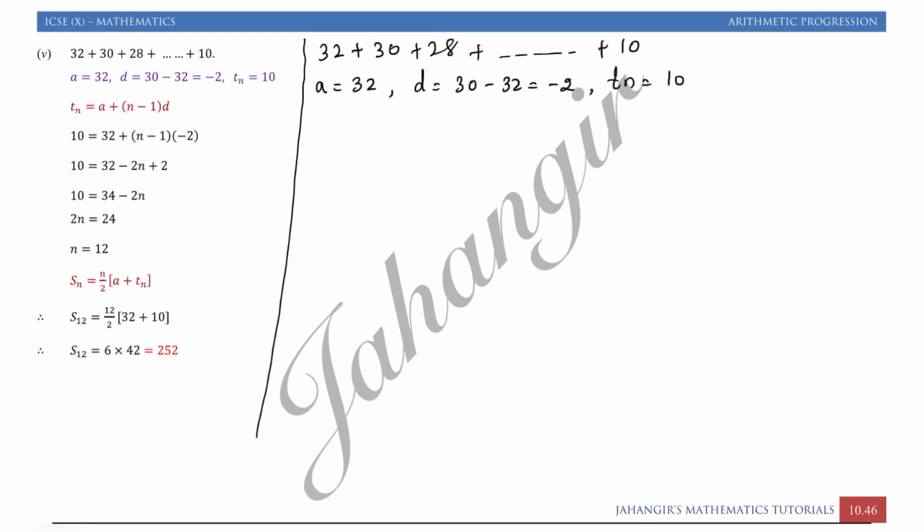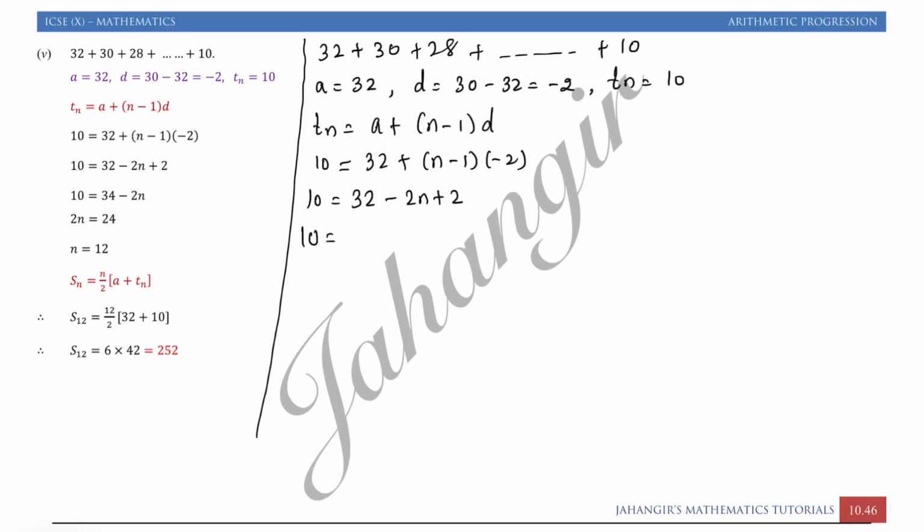We have to find how many terms are there. So we are using the Tn formula to find the number of terms, that is A plus n minus 1 into D. Tn is 10, which is equal to A, 32, plus n minus 1, where we have to find n, and D is minus 2. Let us solve. 10 is equal to 32 minus 2n plus 2. So therefore 10 is equal to 34 minus 2n. So therefore 2n is equal to 34 minus 10. It's a simple basic calculation. 2n is equal to 24. Therefore n is equal to 12.